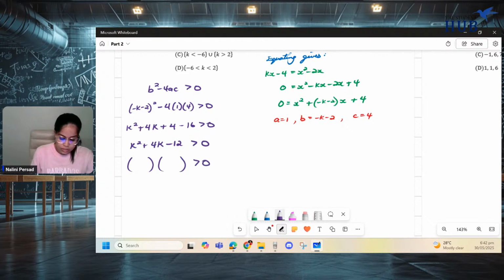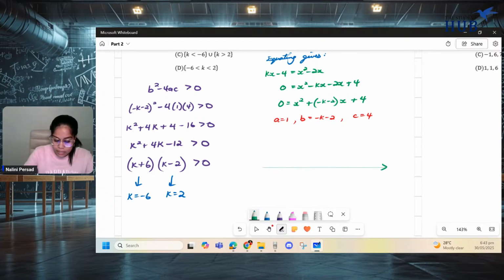factorize in one step. K by k is k squared. 4 3 is 12, 6 2 is 12, so 6. I want 6k minus 2k. Right? 6k minus 2k is 4k. So what are my critical values? My critical values are negative 6 and positive 2. Right? Those are your critical values.